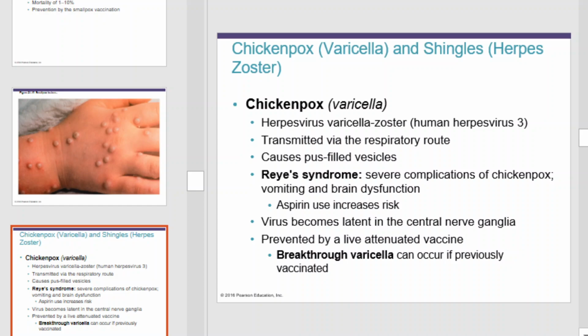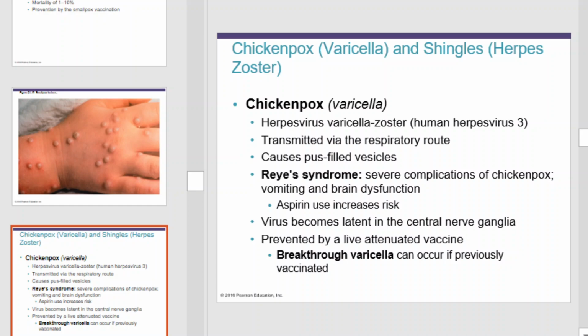Similar in nature to smallpox is chickenpox, caused by varicella. Chickenpox is a herpes virus, varicella zoster, which causes bumps or pus-filled vesicles to form on the skin. It is transmitted via the respiratory route. Reye's syndrome is a severe complication of chickenpox, which includes vomiting and brain dysfunction. Aspirin use increases the risk of Reye's syndrome.